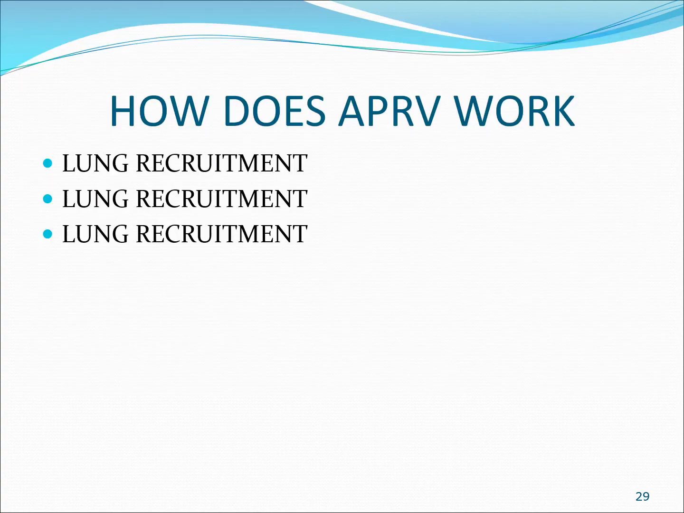So how does APRV work? It works because it recruits collapsed alveoli. I cannot say this enough. How does APRV work? It recruits collapsed alveoli, and it does a better job than conventional ventilation. So the whole purpose of APRV is lung recruitment, lung recruitment, lung recruitment. That's what you want. Another way of saying it: you don't want lung de-recruitment, which occurs on conventional ventilation.